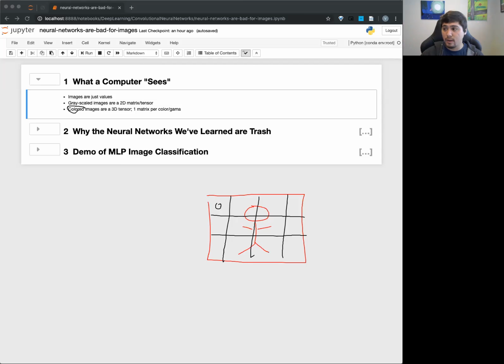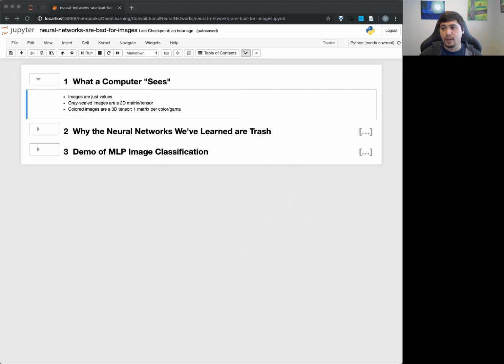You usually see this represented like this. I'm not the best drawer, but imagine this is the red layer, and then there's the blue layer with the same person in it, and then a green layer. We can think of this as essentially a 3D tensor, and all together this creates one color picture. Right now we're going to look at grayscale, but know that you can extend this out into multiple colors.